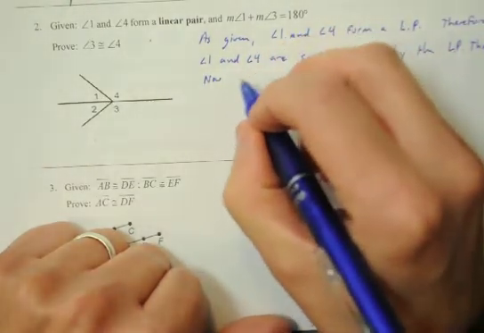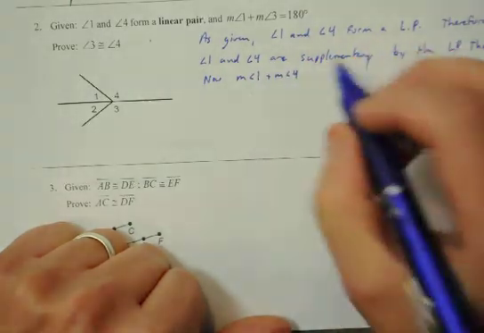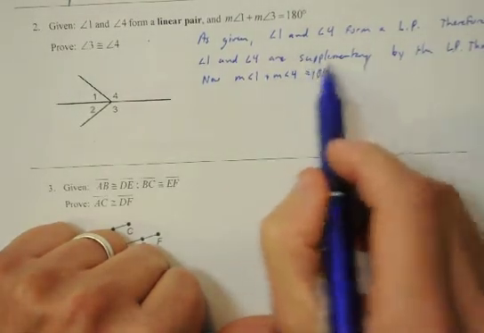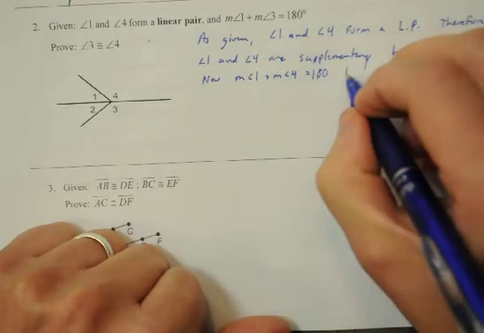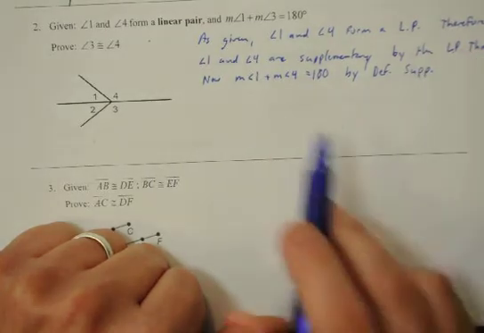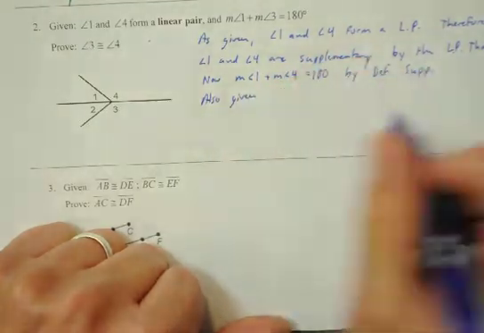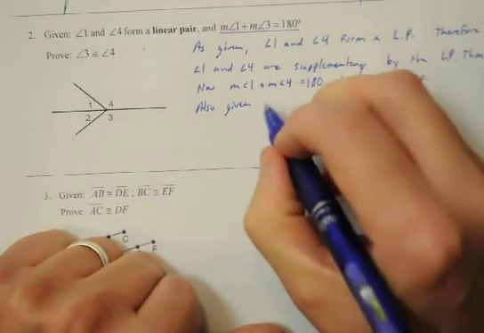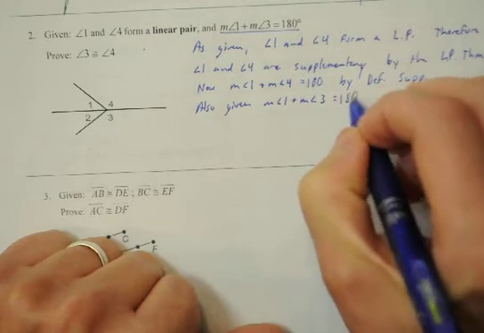Now, the measure of angle 1 plus the measure of angle 4 equals 180 degrees. Because that's what supplementary means. If I say that two angles are supplementary, then they now add up to 180 degrees by the definition of supplementary. So that'd be my next one. Also given, so now I'm going to bring in this last given. I got another given here. Also given is that the measure of angle 1 plus the measure of angle 3 equals 180.